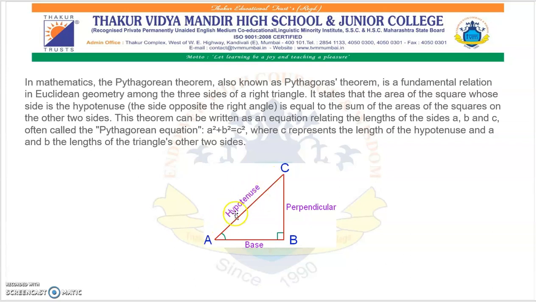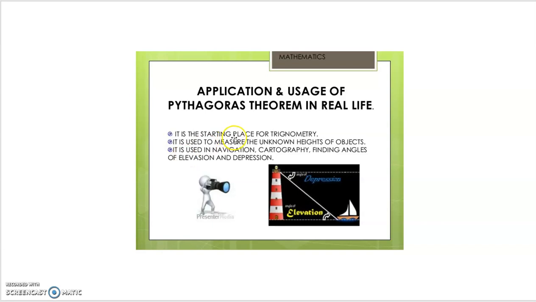C is what here? Hypotenuse. A and b are the length of the other two sides. Now let us see what are the applications and uses of Pythagoras theorem in real life, where we can use that. It is the starting place for trigonometry. It is used to measure the unknown heights of the objects. It is used in navigation, cartography, finding angles of elevation and depression. You can see here, height is given, angle of elevation is given, and angle of depression is given.